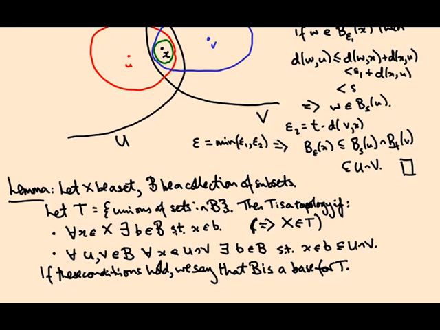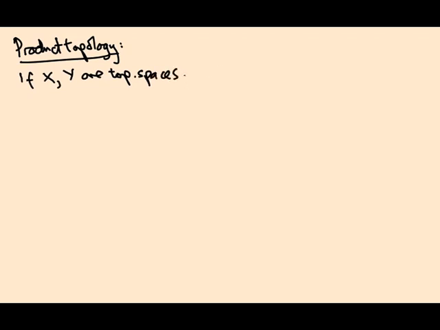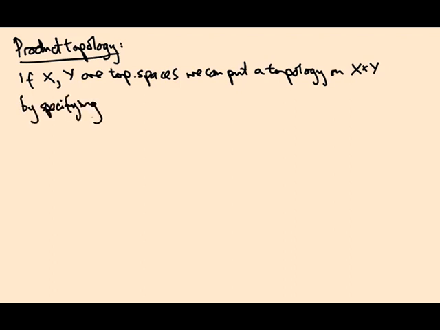So I want to use this now to define what's called the product topology. So this is a way of generating new topological spaces. So if X and Y are topological spaces, we can put a topology on their product, X times Y, by specifying a base B. In this case, the base is going to be the set of sets of the form U times V, where U is open in X and V is open in Y.